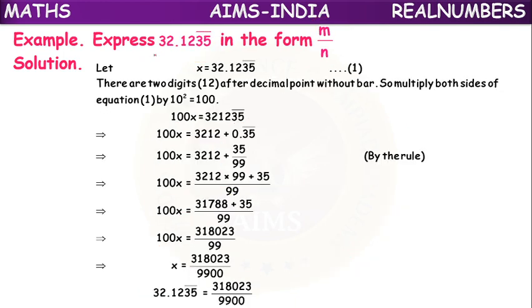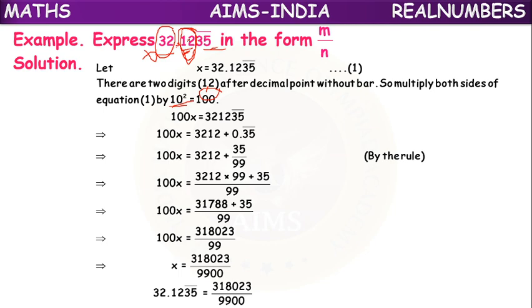Next, here 32.1235 bar. Here the left hand side 32, no need to consider that. After the decimal point, on the right hand side, 12 is not repeating. So keep this point in mind, children. After the decimal point, 2 digits are not repeating, they are 1 and 2. So multiply by 10 square, multiply by 100.